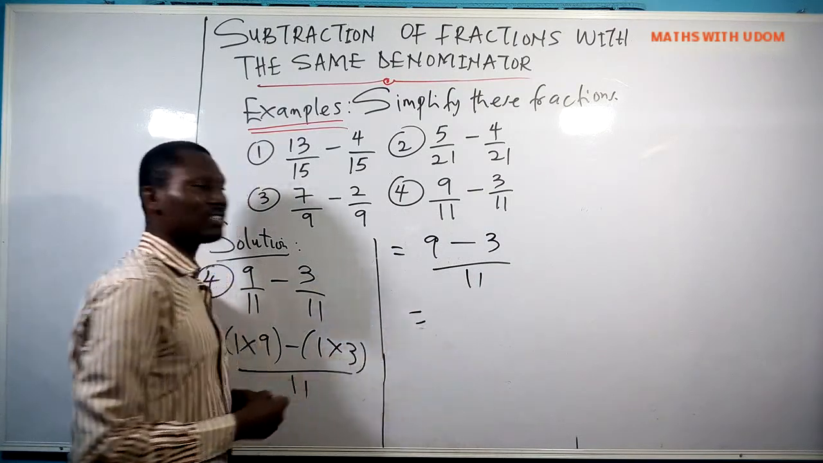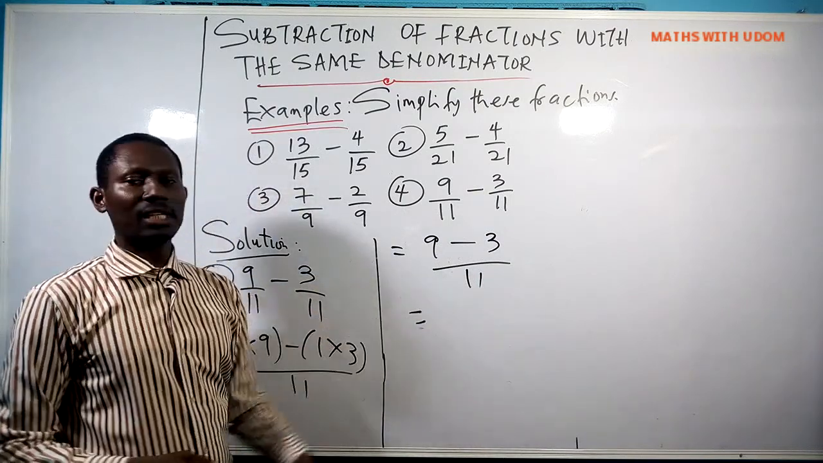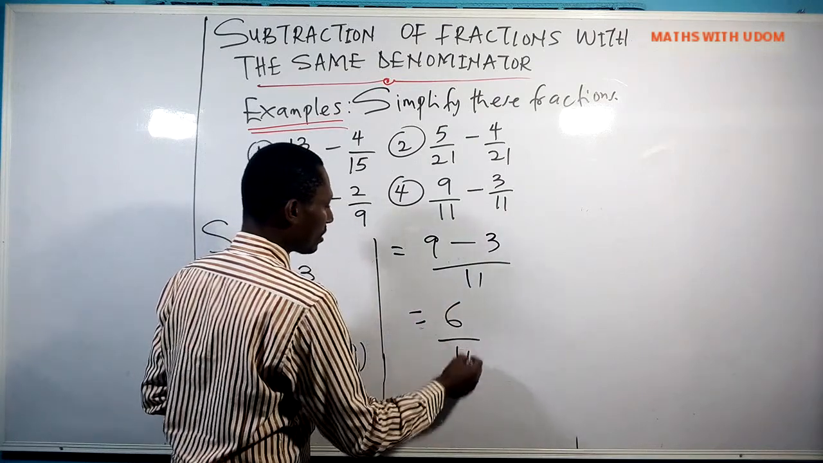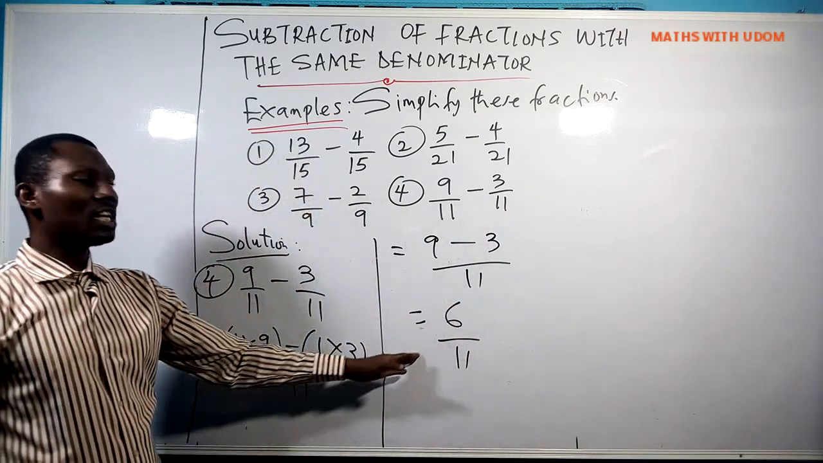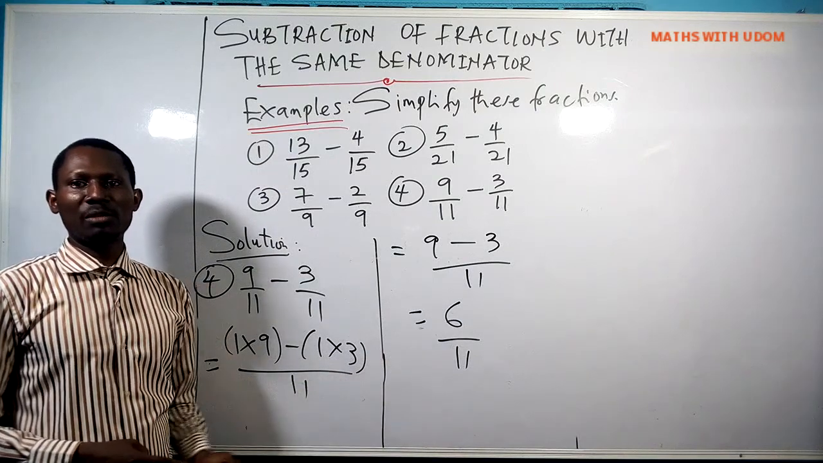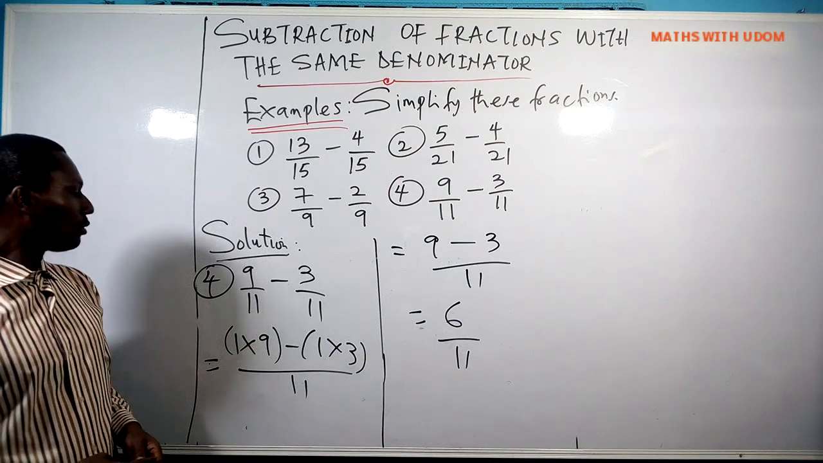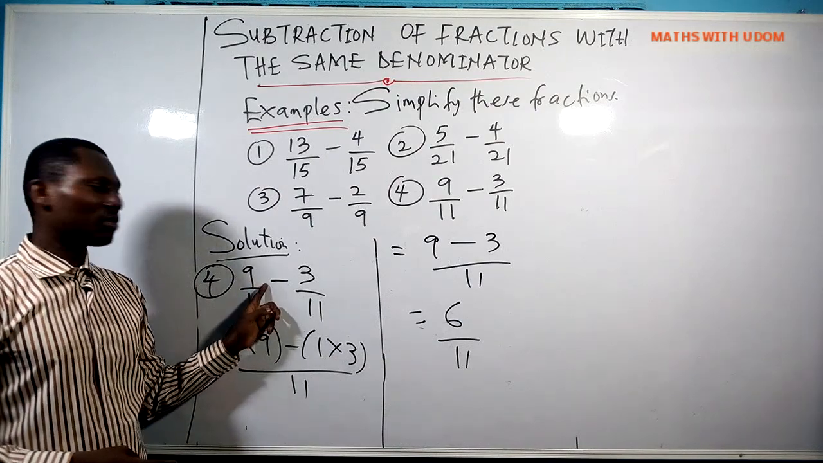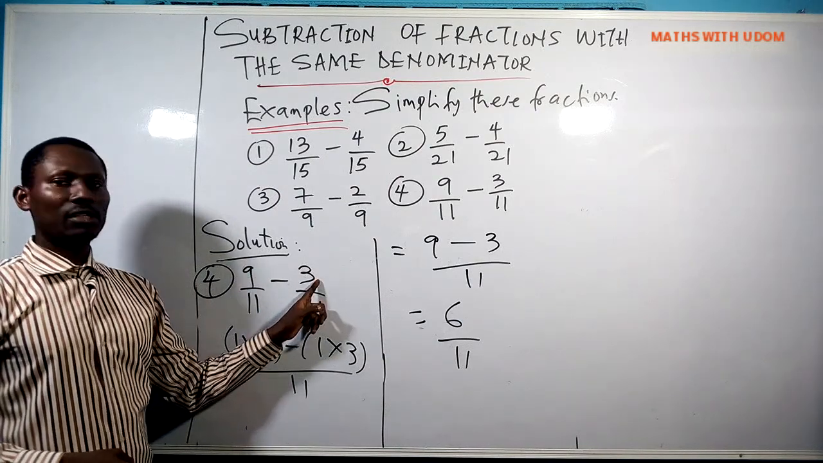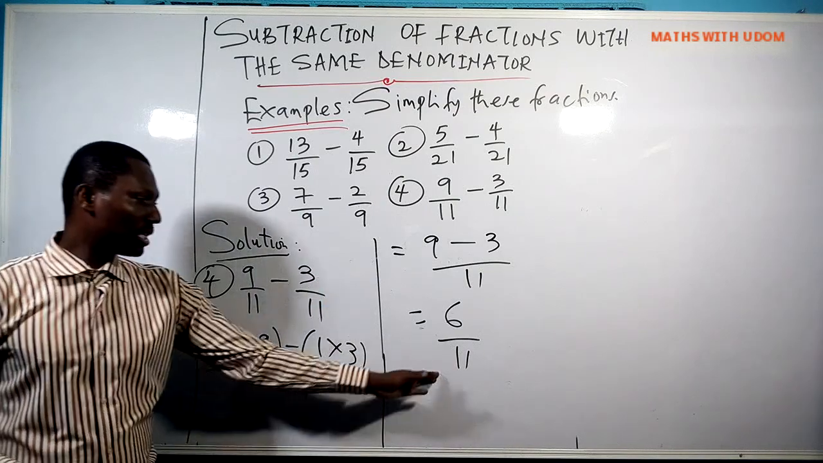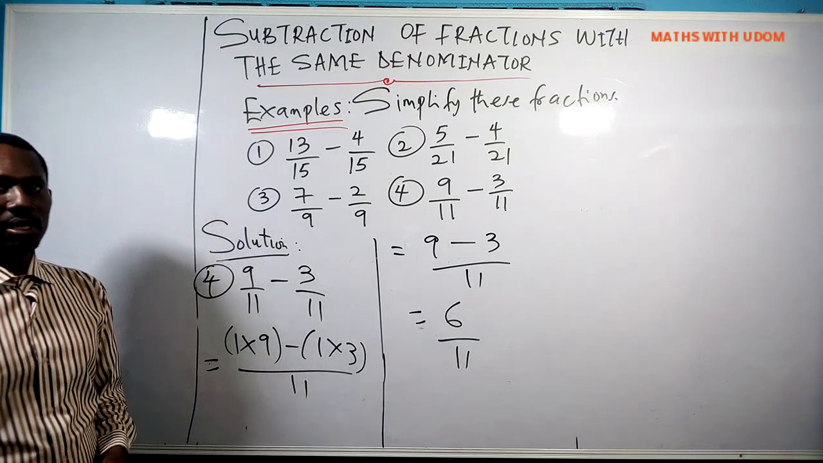Now we subtract the numerator. 9 take away 3 will give us what? Will give us 6. Divided by what? 11. So this is a proper fraction, which we cannot simplify further. Is that okay? And if you want to use method 2, all you need to do is to subtract the numerator. 9 take away 3 will give us 6. Then 6 over the denominator. Still get the same answer. That's another quick method to do this.